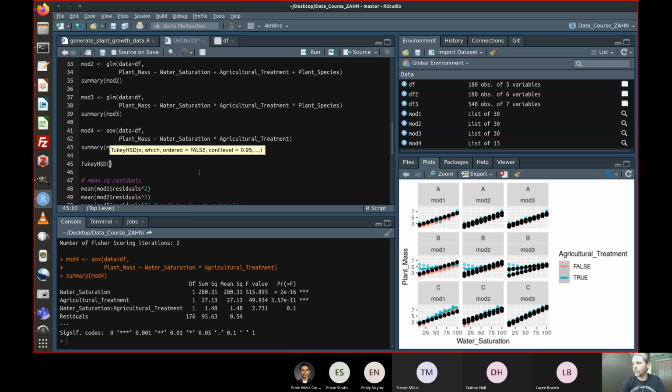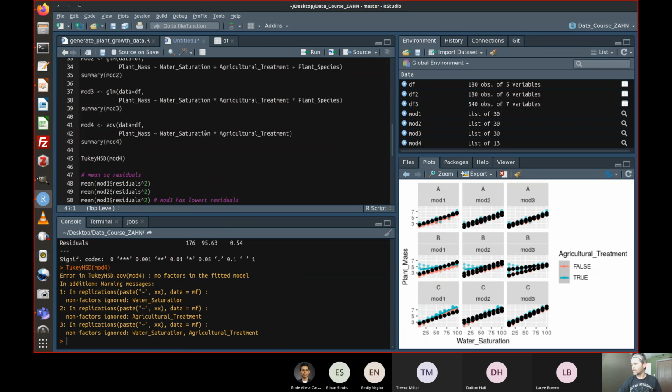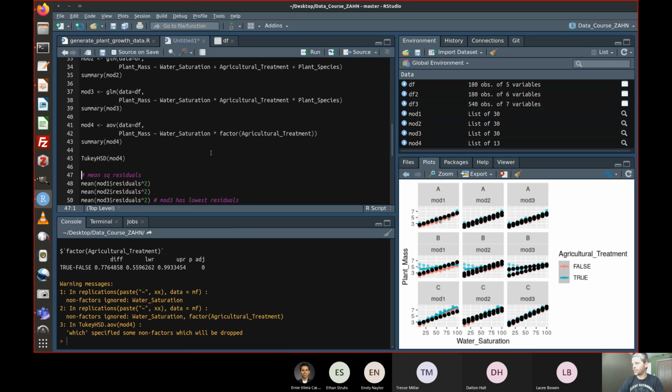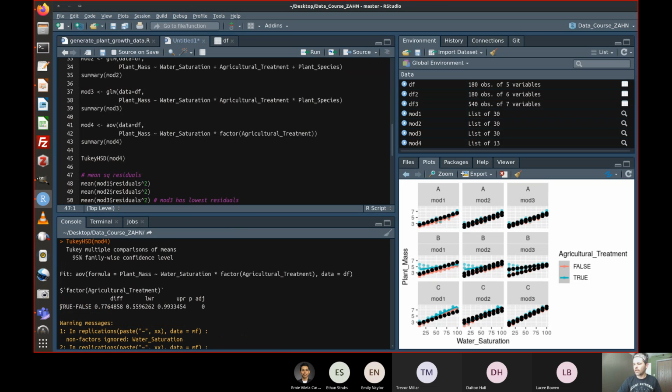We could do a Tukey test on mod 4. No factors. Oh yeah, right. So we have to change those into factors. Oh, not that one. That's not a factor. Factor. So here it's saying the difference between true and false. True minus false, the difference is 0.776. Okay, so that's saying the agricultural treatment, that they did receive agricultural treatment, is expected to be 0.776 higher. That's the same number we got with our linear model because that's actually what's being run in the background with analysis of variance. We can plot that.